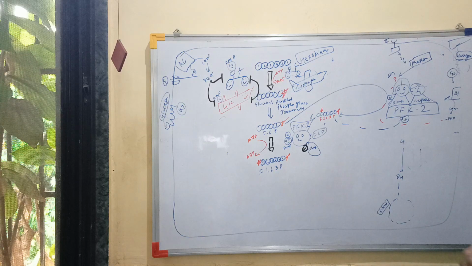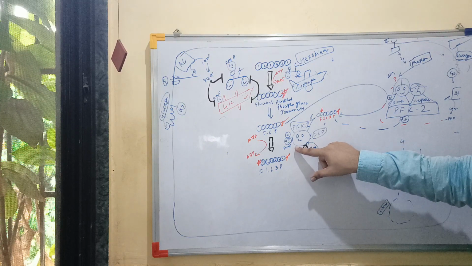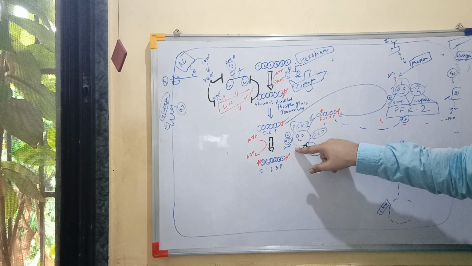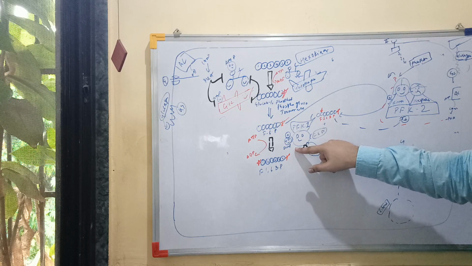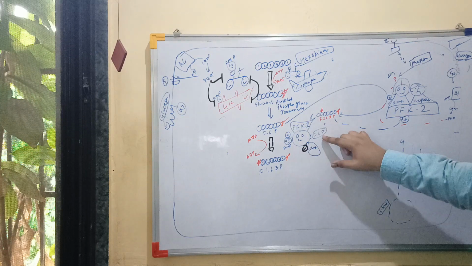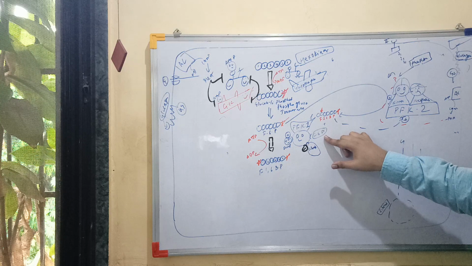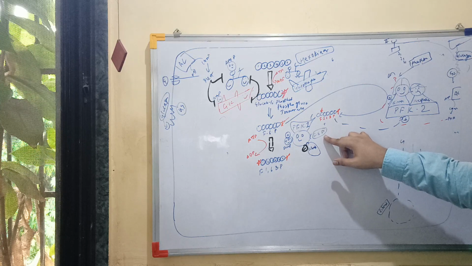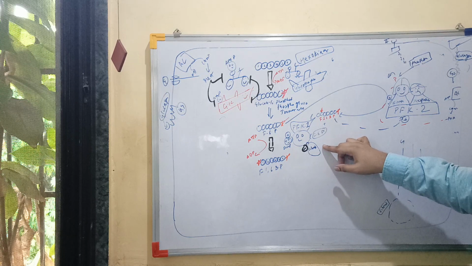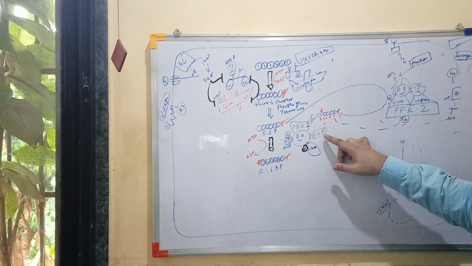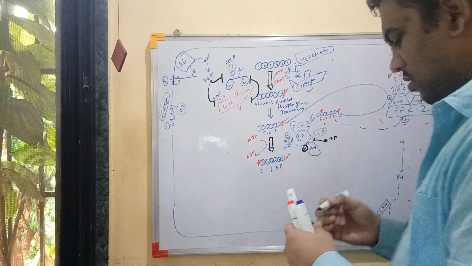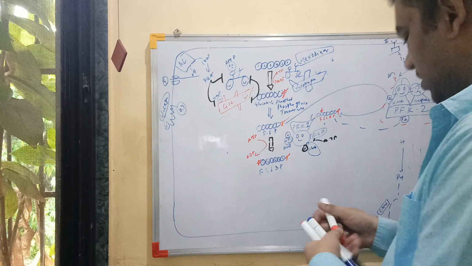So who is the activator over here? The activator is AMP. Your activator is fructose 6-phosphate. Your inhibitors are citrate, and ATP can also inhibit this. Let me write here very nicely so you will understand.